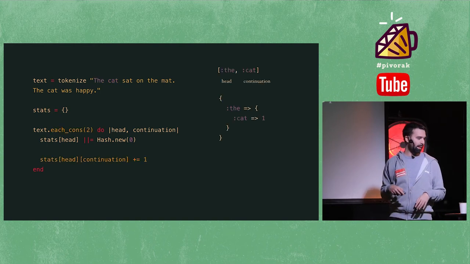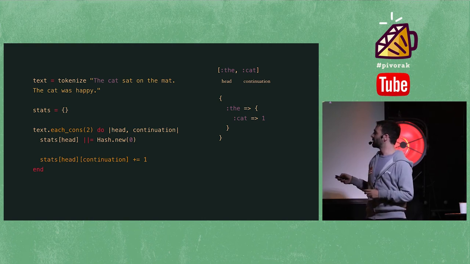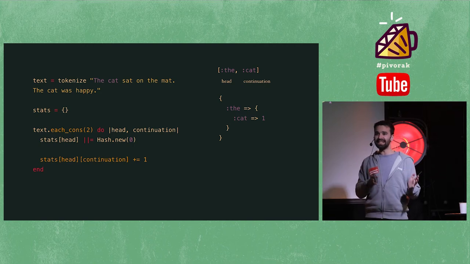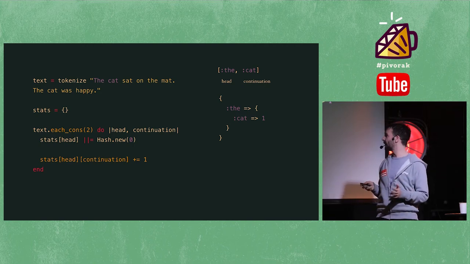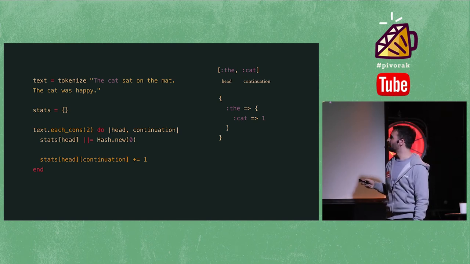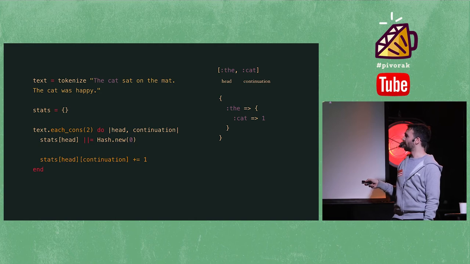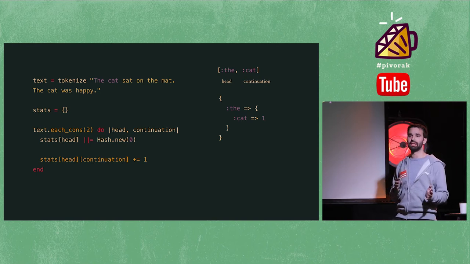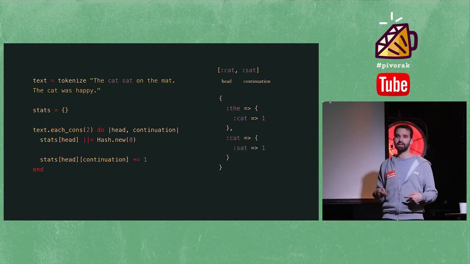There are a few things I want to highlight. We're using this each_cons method, which is a really nice method built into Ruby. That's going to take each consecutive pair of words in our text. So in this case, we'd start off with the consecutive pair the and cat, right? We start off with the stats that we're collecting as an empty hash. Then we add a new entry for this combination of head word, our first word the, and our second word cat. Then we just increment the count, the number of times we've seen that pair of words. So we've seen the word cat follow the word the one time. That's the first iteration of the loop.